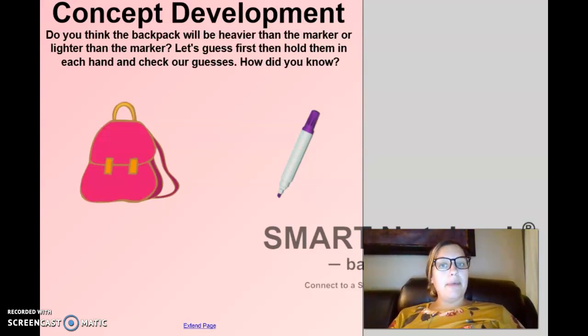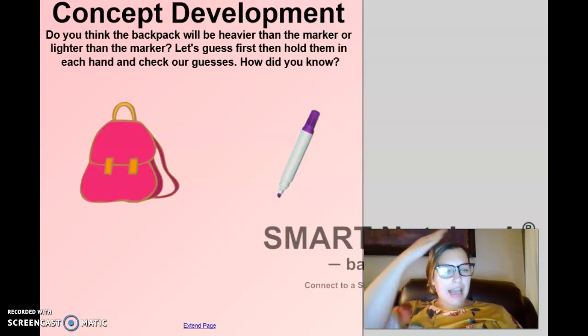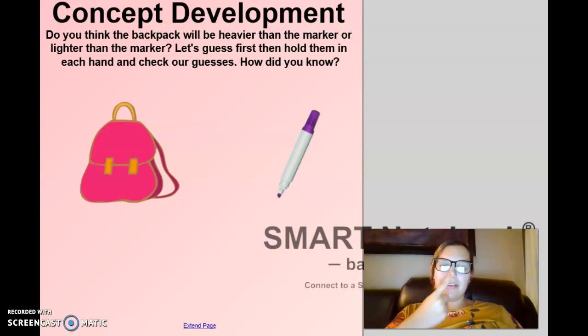Great job. We have 3 more questions, okay? Do you think your backpack is heavier than a marker or lighter than a marker? So think of a marker and think of a backpack. If you're at home, you can put your backpack on and feel it and then hold a marker in your hand, or a crayon or a pen or a pencil, something to write with, and you'll be able to feel the difference. Is the backpack heavier than the marker or lighter than the marker?